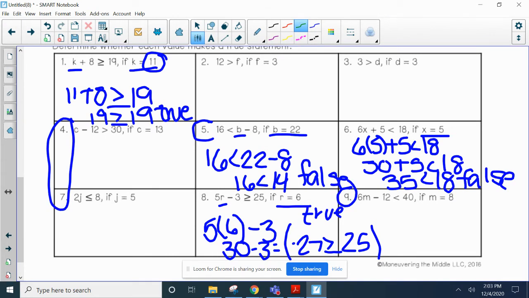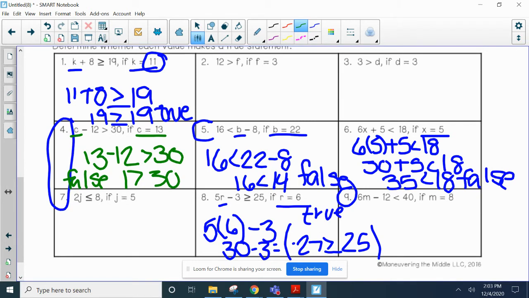All right, did you already pause it? If not, do it now, because I'm going to start doing it. All right, so we should have already worked these out. We're going to plug 13 in for C. So 13 minus 12 is greater than 30. Well, 13 minus 12 is 1. Is 1 bigger than 30? No, that's false.